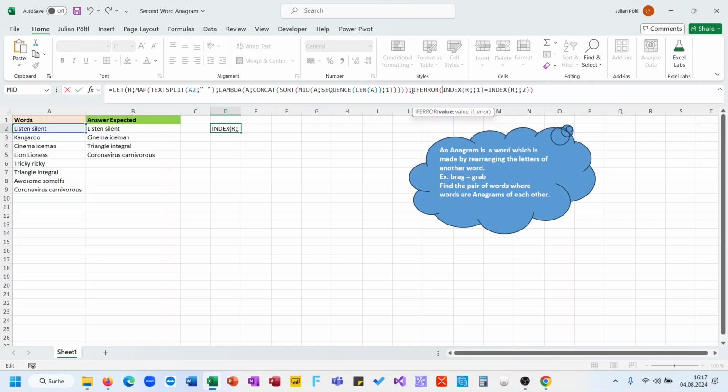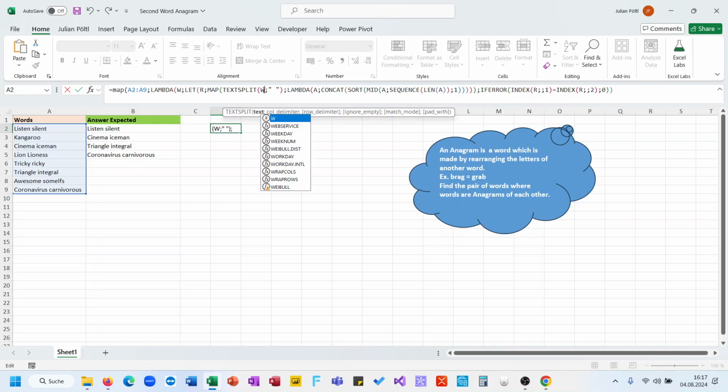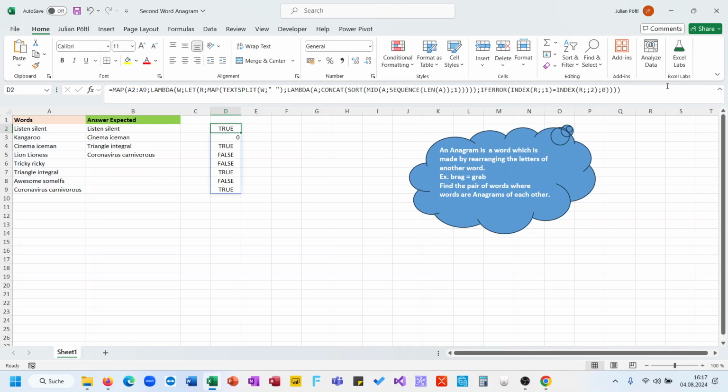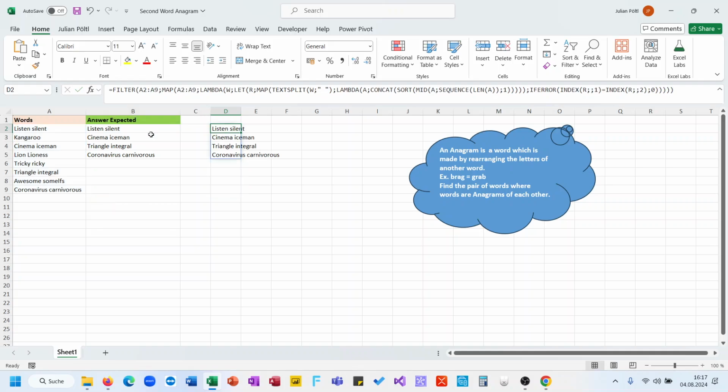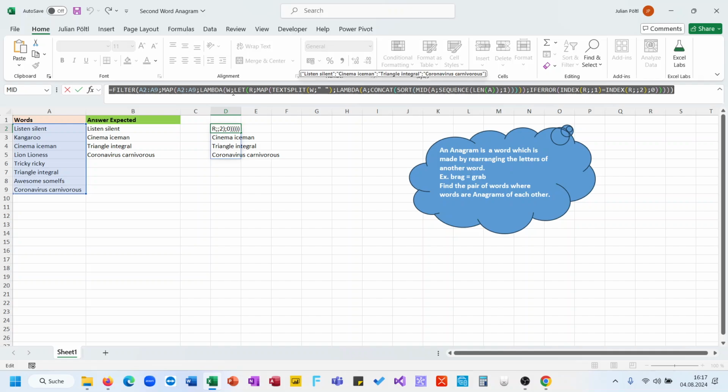I make an IFERROR 0. And now I map all those words, lambda w, against this row here and against this function here. And now I will filter all those words against the condition there. So now we solved the challenge.